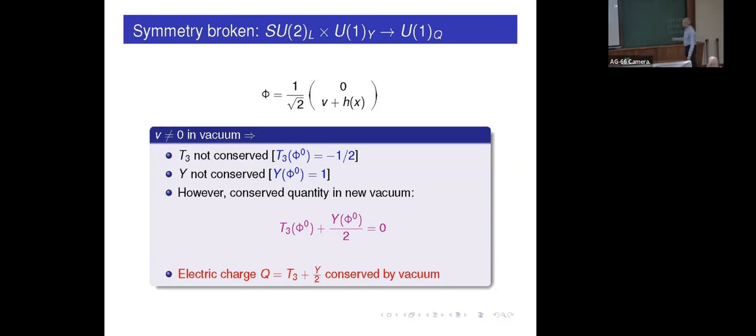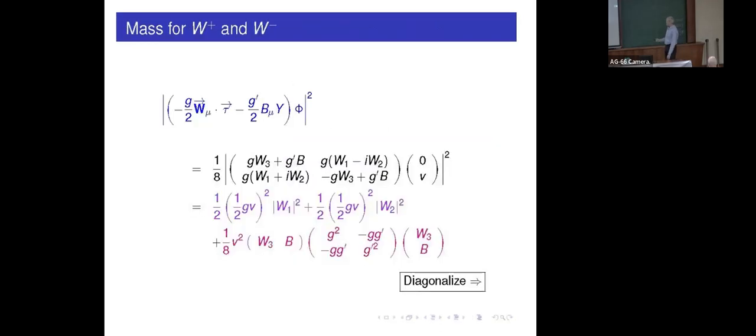Because the sum of these is 0 for this quantity, and this quantity happens to be exactly the same as electric charge. And that is the reason that when electroweak symmetry is broken by the Higgs mechanism, electric charge is still conserved. Okay, and that's the beauty of this mechanism, which I wanted to point out.